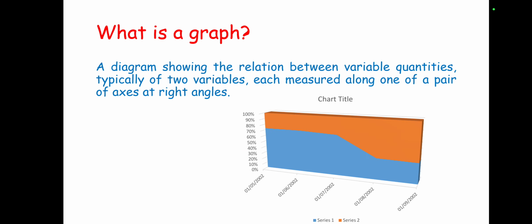Next, what is a graph? Graph means a diagram showing the relation between variable quantities, typically of two variables, each measured along one of a pair of axes at right angles. So that is a graph.